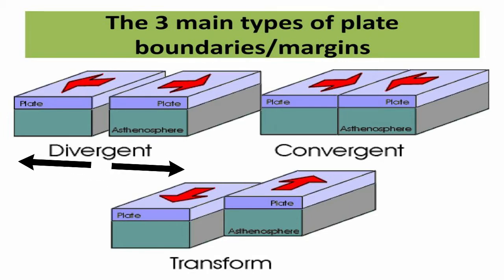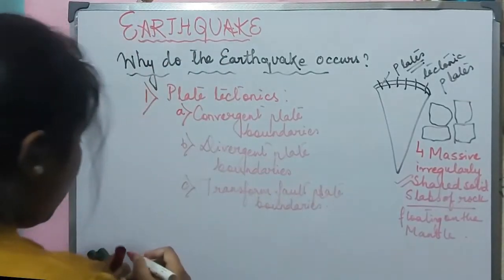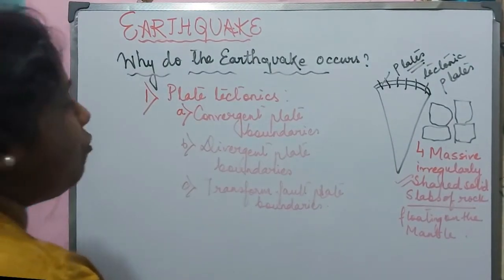Divergent plate boundaries, and transform fault plate boundaries. Now, what happens in these 3 types of plate boundaries?